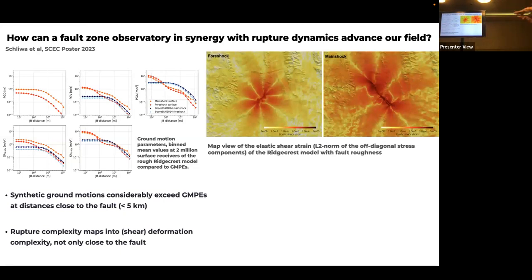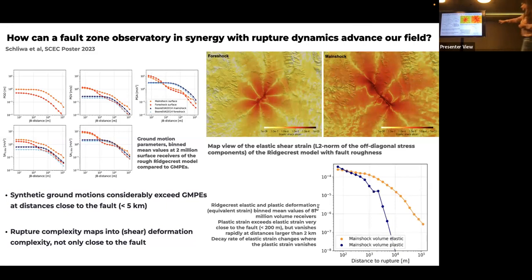We can also map this out and plot, for example, elastic shear strain. So this is just something that is a direct model output. We look at the stress tensor, and we see these kinds of lightning strikes. And I know that this was also shown in some of the early ShakeOut scenarios, which is really interesting because it shows rupture complexity. Some of these lightning strikes are linked to surface rupture in the dynamic rupture model, or rupture jumping from segment to segment. So this maps into shear deformation complexity, not only close to the fault, but radiating to quite large distances.